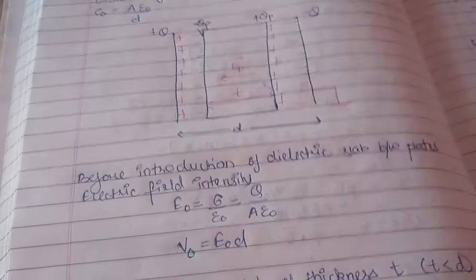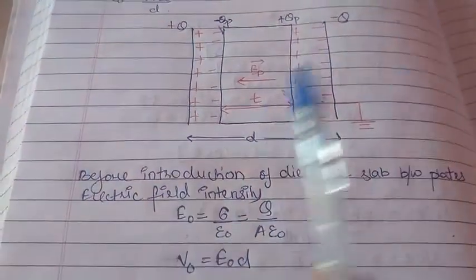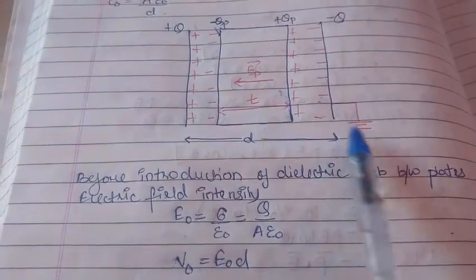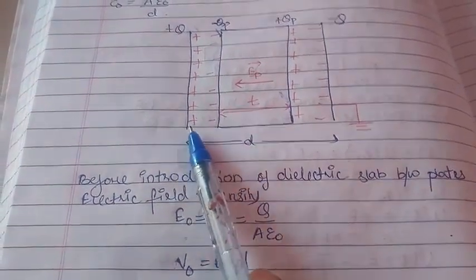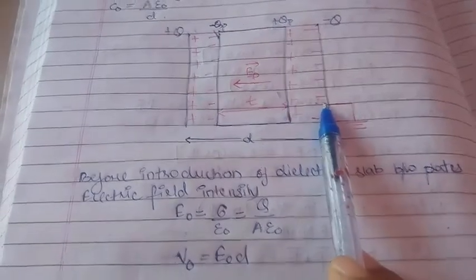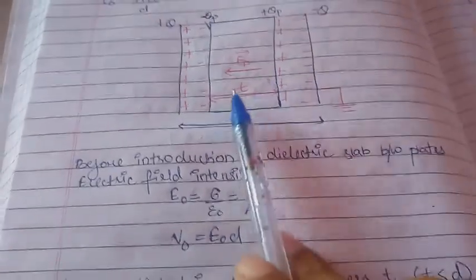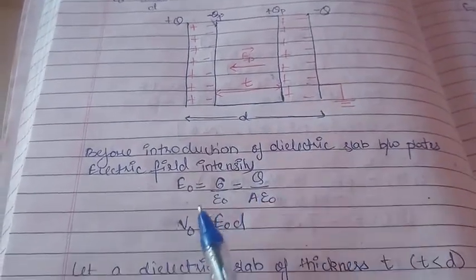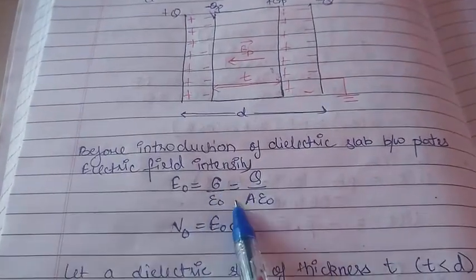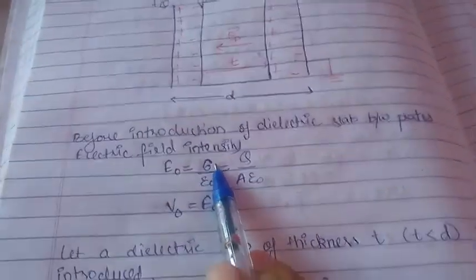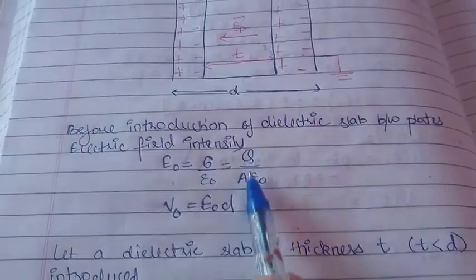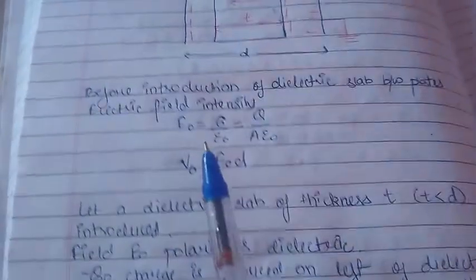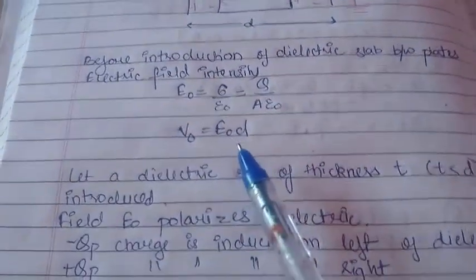Now, before introduction of the dielectric slab between the plates, you can see that initially we just have these two plates. The other plate is grounded and there is positive charge on this plate and negative charge on this plate. So, before introducing the dielectric slab between the plates, the electric field intensity can be written as sigma by epsilon naught, where sigma is your surface charge density, that is Q by A. So the electric field can be written as Q by A epsilon naught, and the potential difference can be written by this formula, E naught D.